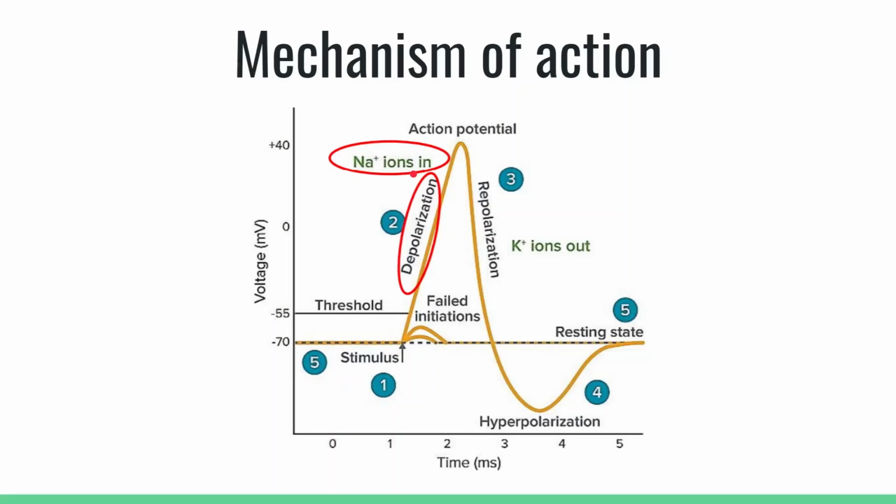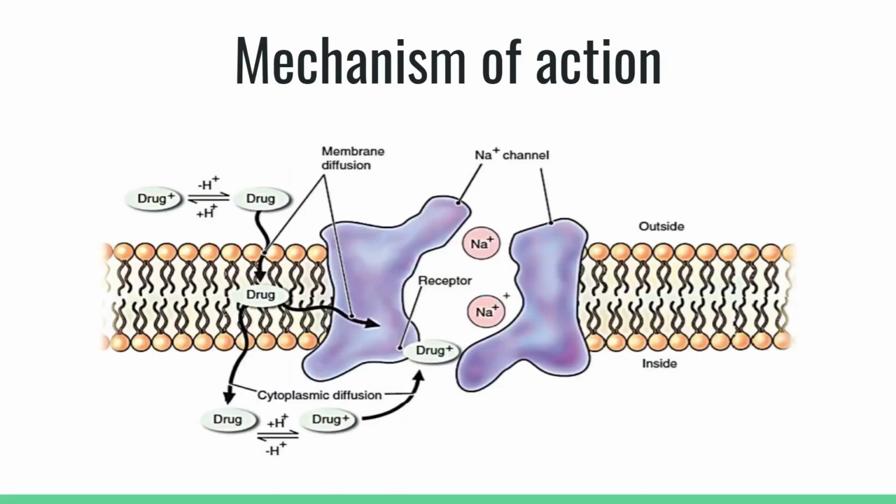How do we do that? By inhibiting the action of the voltage-gated sodium channels, as we will see later. So here we have the mechanism of action. This right here is an integral membrane protein, which is the sodium channel, the voltage-gated sodium channel. You can see, this is the outside of the neuron. This is the inside of the neuron.